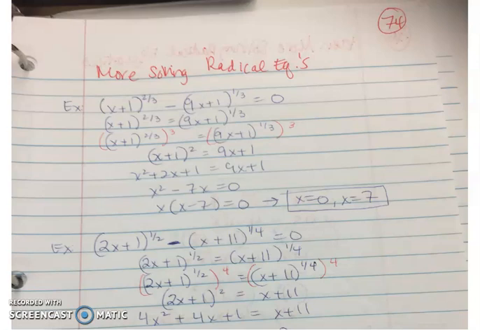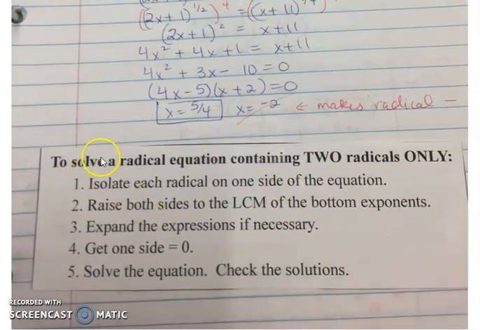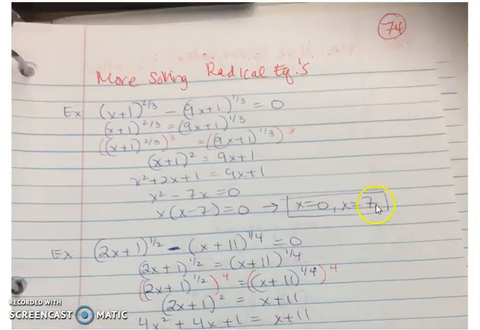All right, for page 74, we're still solving radical equations, except this time the one that we're going to paste in is the one that says to solve a radical equation containing two radicals only. So we're going to isolate each radical on opposite sides of each other. We're going to raise both sides to the least common multiple of the bottom of the exponents. We're going to expand the expressions if we have to, get 0 equal on one side, and then we're going to solve and check our answers.